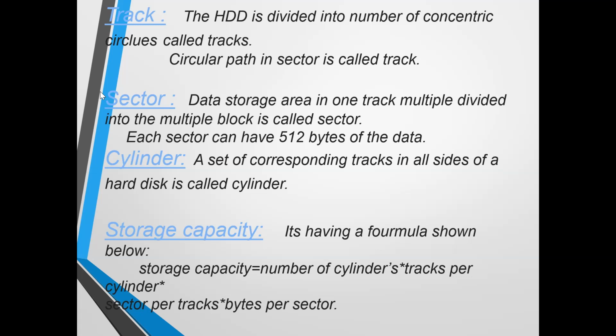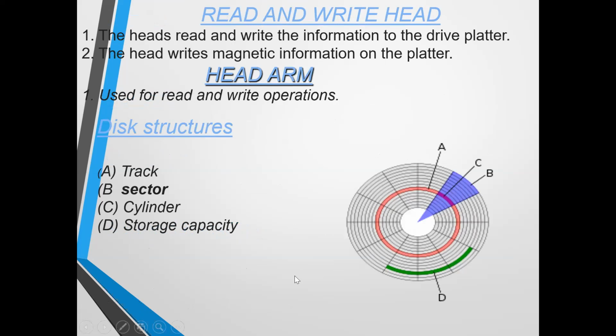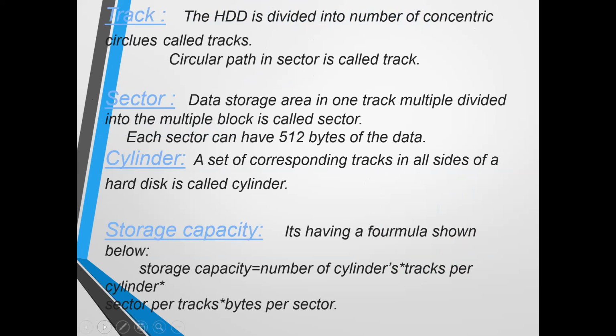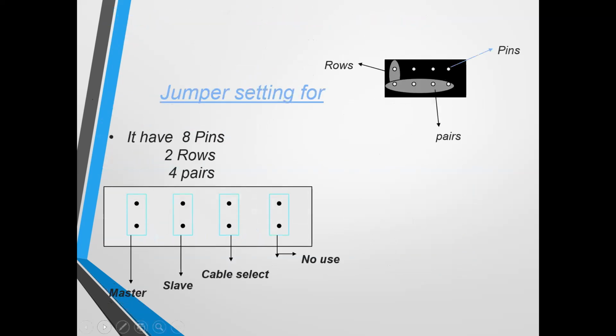The storage capacity is given by a formula, and you should always mention it. Let me take you back here. Look at where the green was: that shows the storage capacity. That's why there is a formula. The storage capacity is equal to the number of cylinders times the tracks per cylinder. This is what will give us our storage capacity.